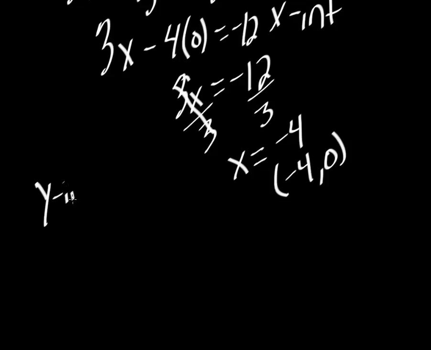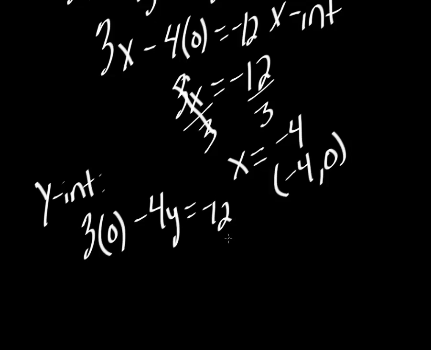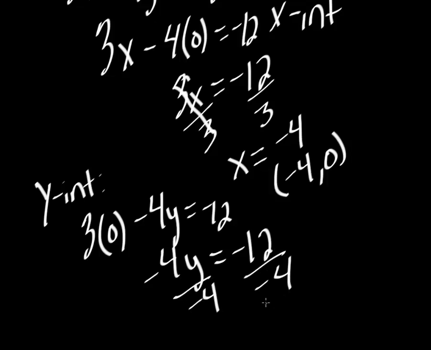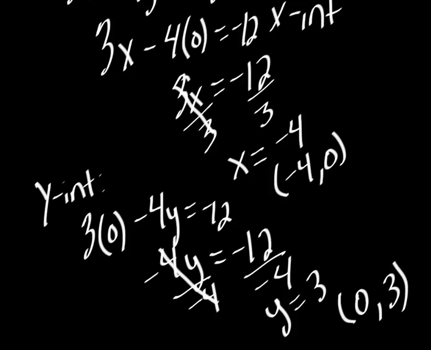If I'm looking for my y-intercept, you're going to plug 0 in for x to find the y. So I have negative 4y equals negative 12. Divide both sides by negative 4. The negative 4's cancel. Now notice here you have a negative divided by a negative. Make sure you remember that's going to give you a positive. So y equals positive 3, or (0, 3). My 2 points in this problem are (negative 4, 0) and (0, 3).